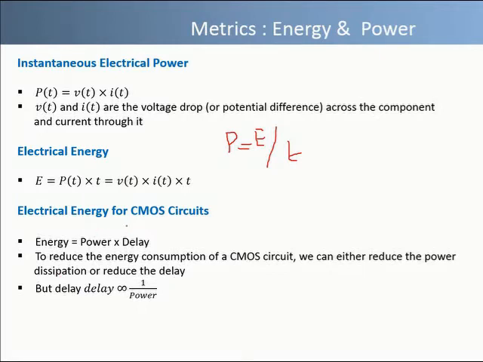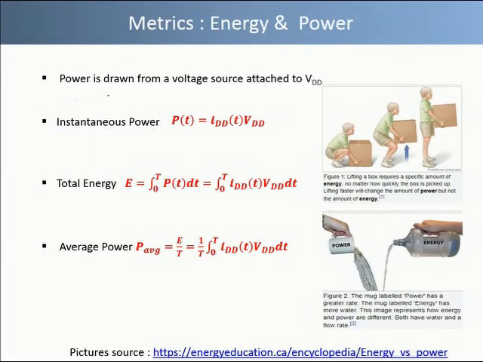But these two quantities have a conflicting relationship, because whenever we try to reduce the delay, the power consumption goes high, and if the power dissipation goes higher, it tends to increase the delay, and as a result it decreases the frequency of the circuit. So we need to find a solution which would optimize the energy rather than power itself. So in order to optimize the energy of a system, we must optimize the power and its delay individually to achieve good energy results. The power is drawn from a voltage source attached to VDD.